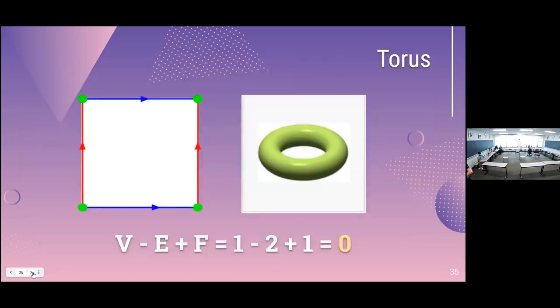And then from there we just find the Euler number. We look at how many vertices there are, which is just 1. How many edges? There's 2. And there's only 1 face. So 1 minus 2 plus 1 equals 0.